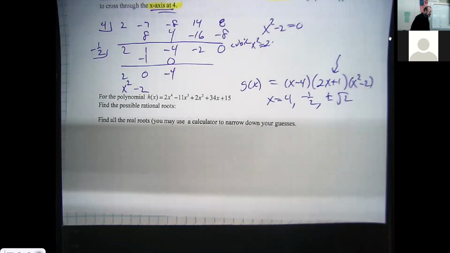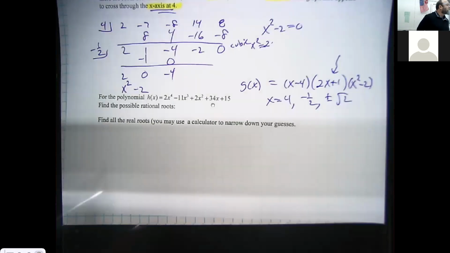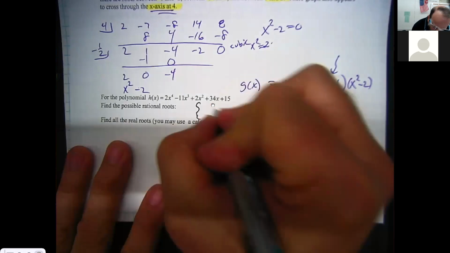So let's take a look at what my possible values are. Can you guys tell me what numbers go into 15? What are all of the numbers that go into 15? It starts with 1. What's next? 3, 5, and 15. So that shouldn't be very hard.